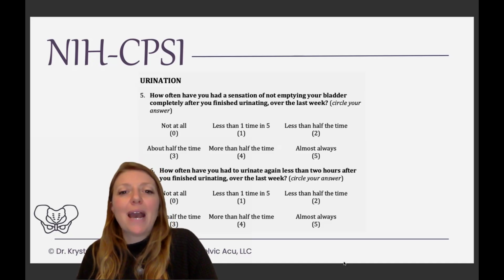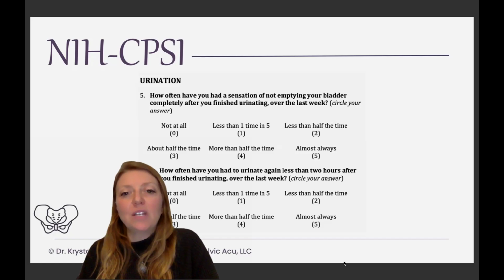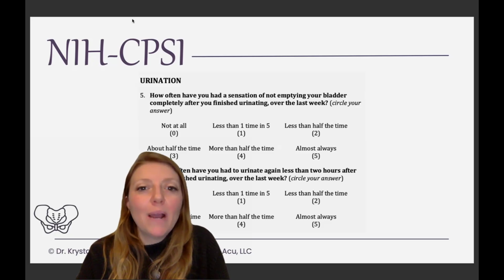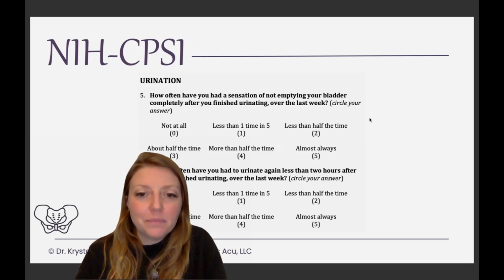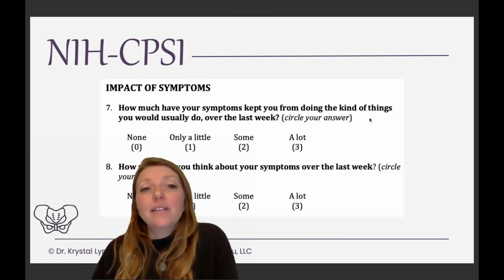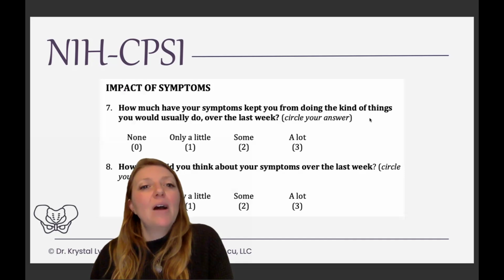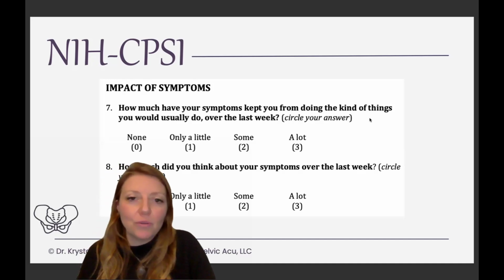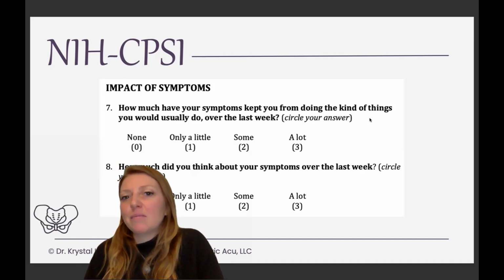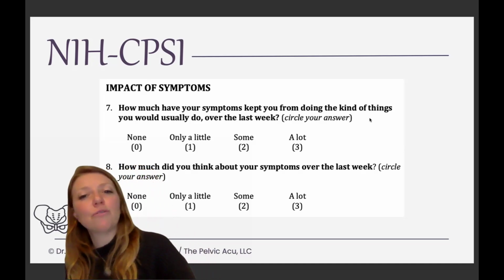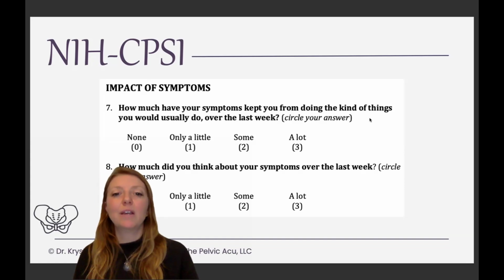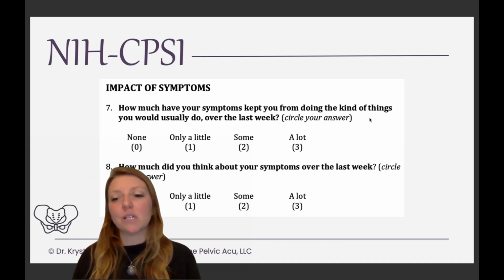How often have you had to urinate again less than 2 hours after you finished urinating over the last week? So we're looking at frequency here. Not at all to almost always is the scale once again. This is about the impact of symptoms. How much have your symptoms kept you from doing the kind of things that you would usually do? So this is like a quality of life question. None, which is 0, to 3, which is a lot. How much did you think about your symptoms over the last week? None, which is 0, to 3, which is a lot.